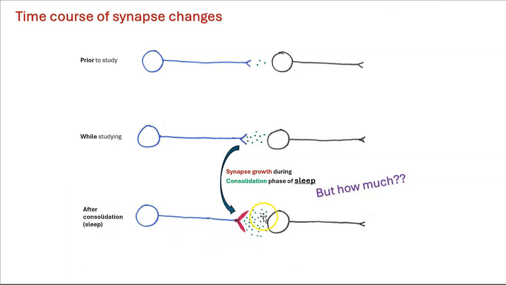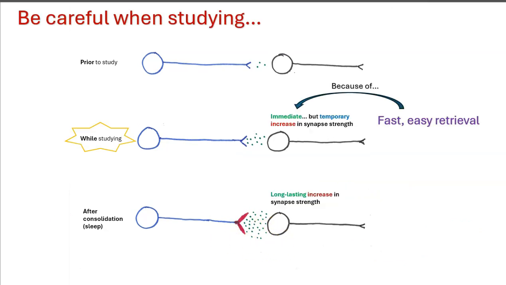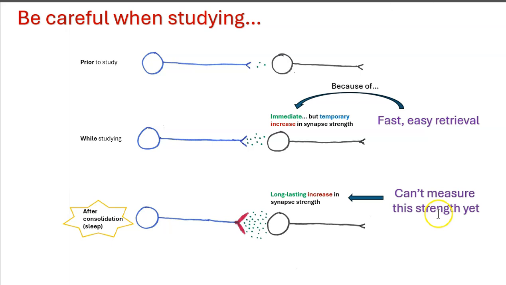But how much growth happens during sleep, right? So this is where we've got to test ourselves later, the next day. We want to see how much progress we made in building really strong synapses and really strong memory traces. So during a study session, we get fast, easy retrieval because of this temporary increase. But right during the study session, we cannot measure this effect because we haven't gone to sleep yet.